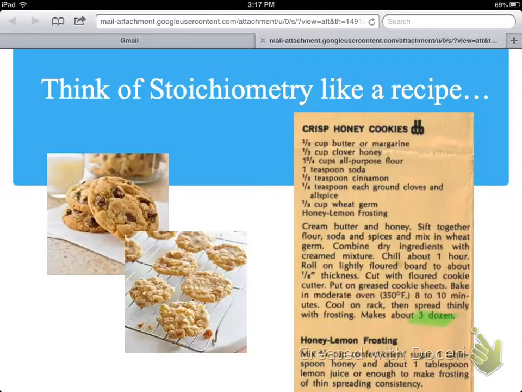So if I go back to this example, you can see all your ingredients with the products that we're going to get. If I had 1 teaspoon of soda, I would be able to get 3 dozen cookies. If I had 2 teaspoons of soda, I could predict that I would be able to make 6 dozen cookies for every 1 or 2 teaspoons of soda.